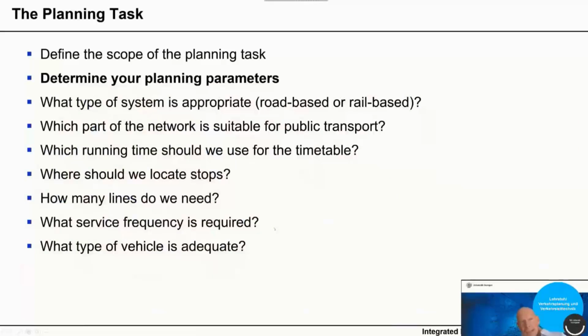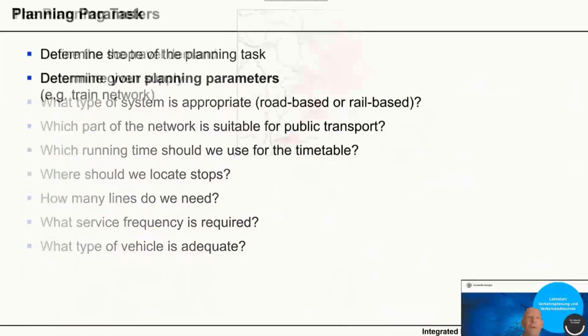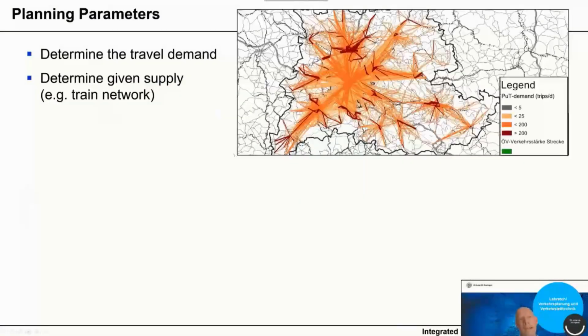Second task, define your planning parameters. What do I mean by that? Yesterday we looked at a travel demand model. So however you do it, with a model or without a model, you need information on the travel demand. Maybe from counts, but more ideally using a model. And you need to determine the given supply.